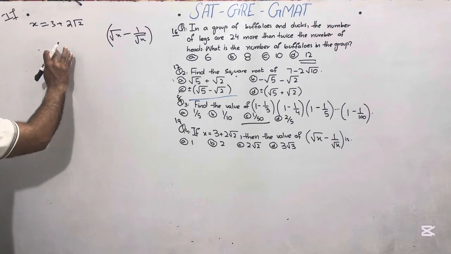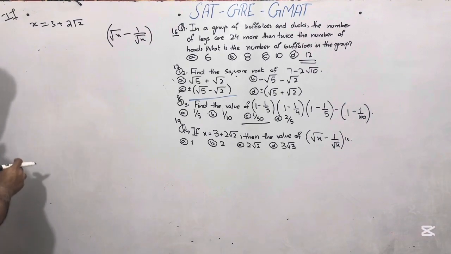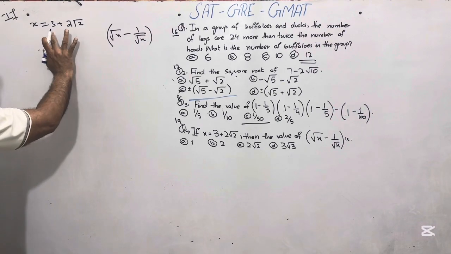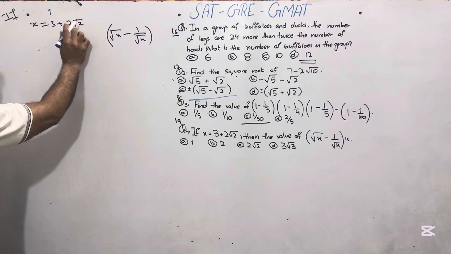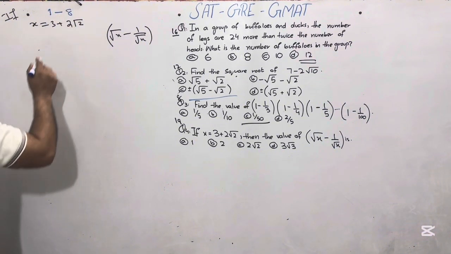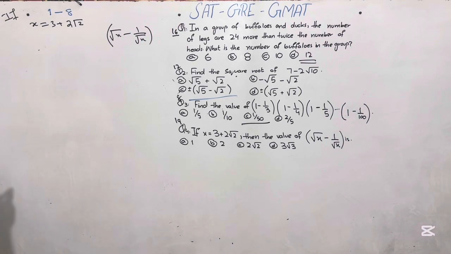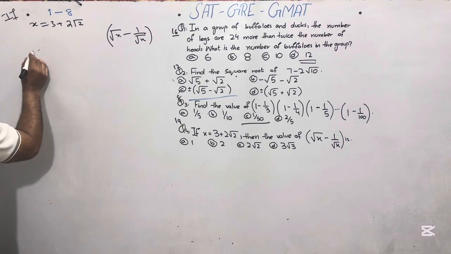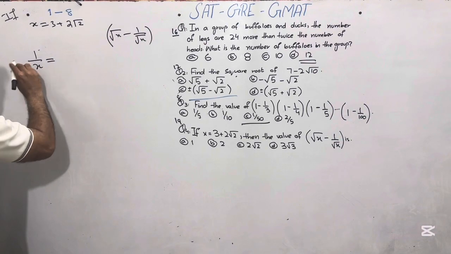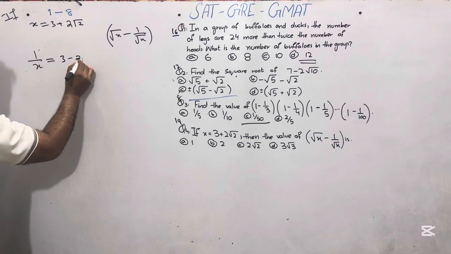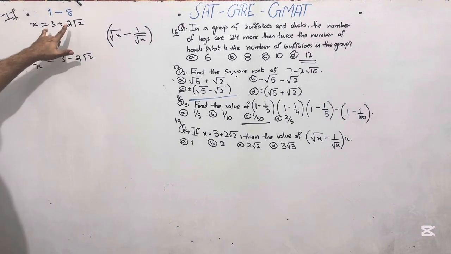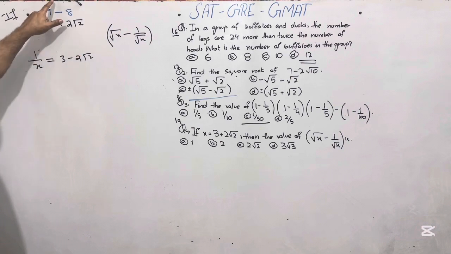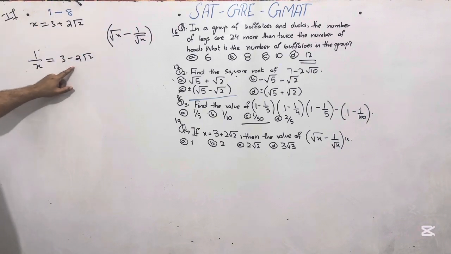Okay. My first tip to you: check their difference, square them and check their difference. Square of 3 is 9, square of 2 times root 2 is 8. Their difference is 1. Then it's very cool to assume that their reciprocal is going to be 3 minus 2 times root 2. The difference of the squares of these two terms is 1. Then it is very safe to write 3 minus 2 under root 2.